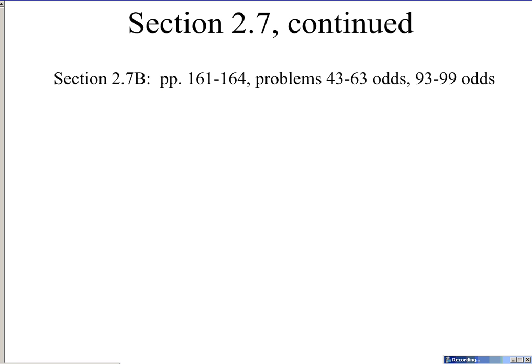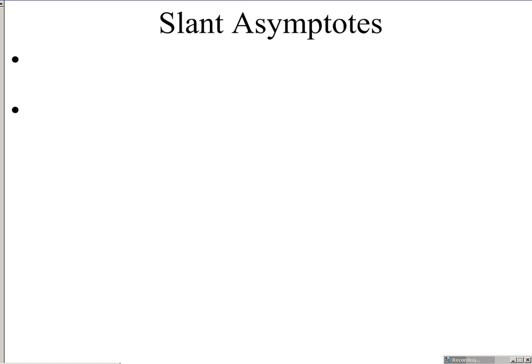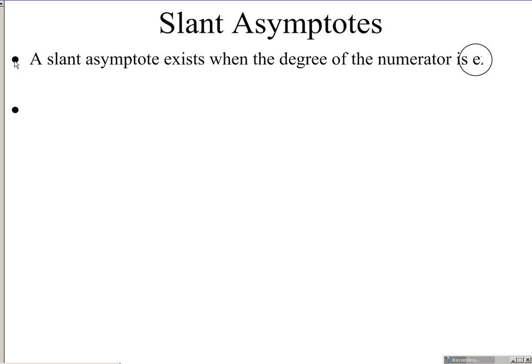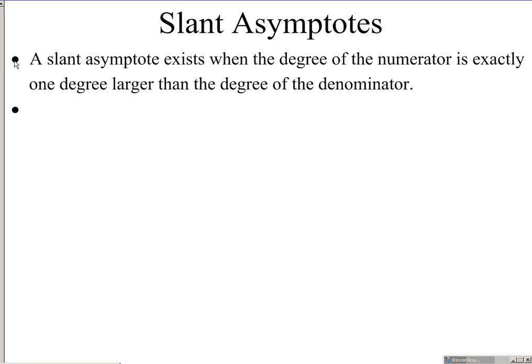Section 2.7b, slant asymptotes. Up until now, we've talked about vertical and horizontal asymptotes. A slant asymptote occurs only when the degree of the numerator is exactly 1 degree larger than that of the denominator.